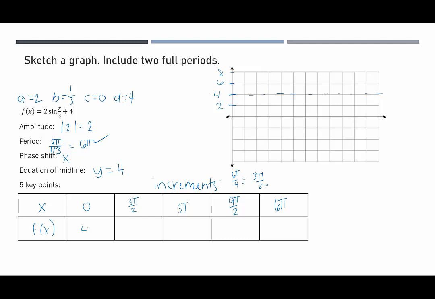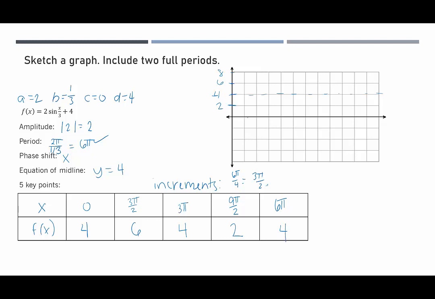So we're starting at 4. Then we go up the value of the amplitude. So it's going to be 4 plus 2. We're going up to 6. We go back to the middle. We go down. We're going down 2, right? It's going to be the middle minus the amplitude. 4 minus 2 is 2. Back to the midline at 4.